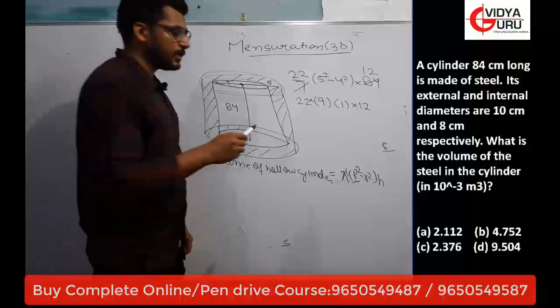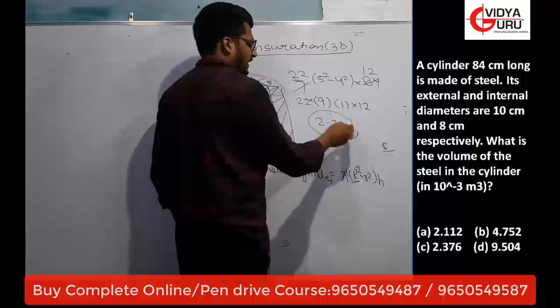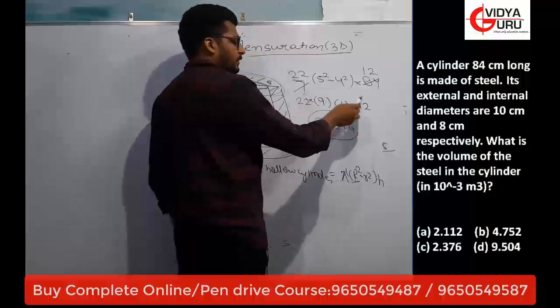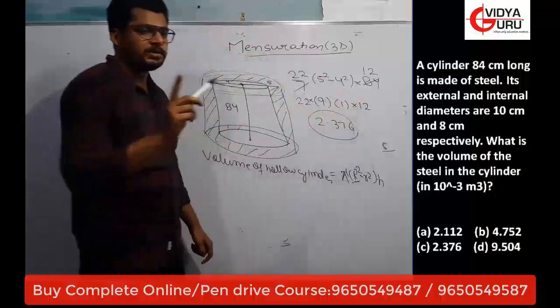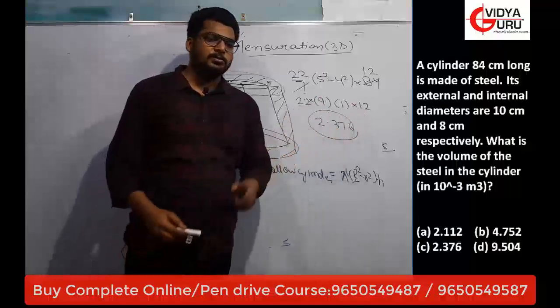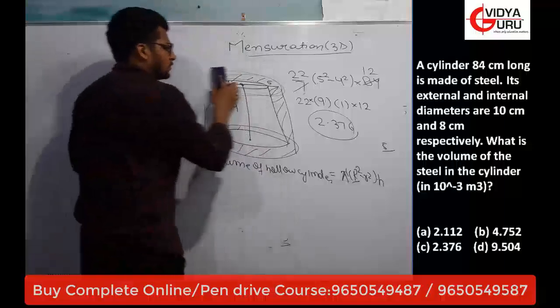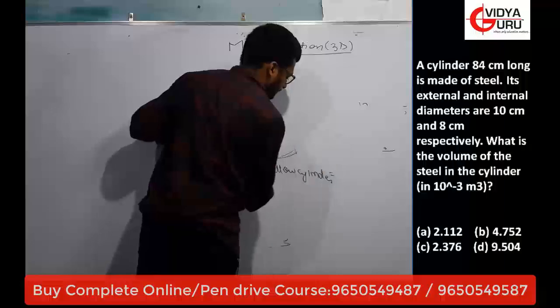Only one option has unit digit 6, which is 2.376. So this will be the answer. What I have done: 9 into 18 and 18 into 16, so the unit digit will be 6. After this multiplication, the unit digit will be 6, which is only in one option, 2.376. So this is the correct answer of this question. So coming on to our next question.